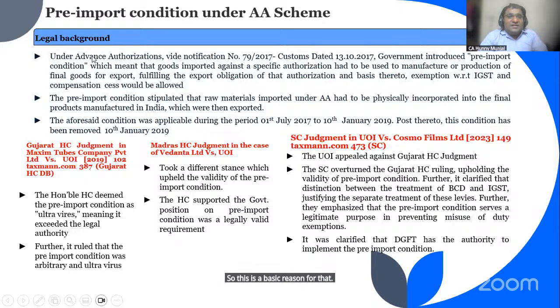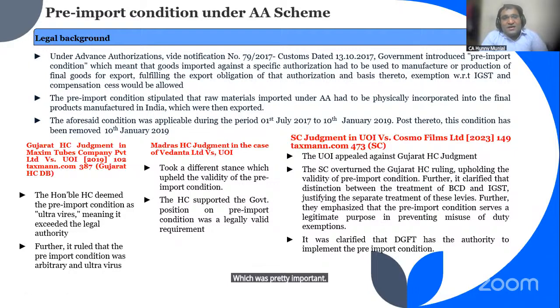Under the advance authorization scheme, the government made an amendment vide notification number 79 of 2017, wherein they brought out an exemption with respect to IGST and compensation cess, which was aligning with EPCG. But they brought out a condition, which was the pre-import condition.